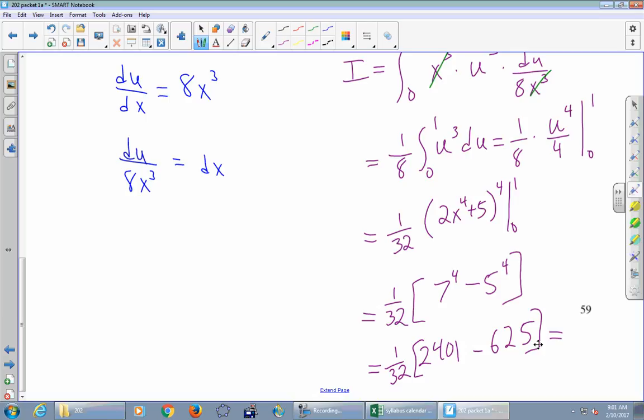I can't subtract, I can multiply, I can't subtract. 1776 over 32, and then you can reduce it, whatever, I'm done. I ran out of room.